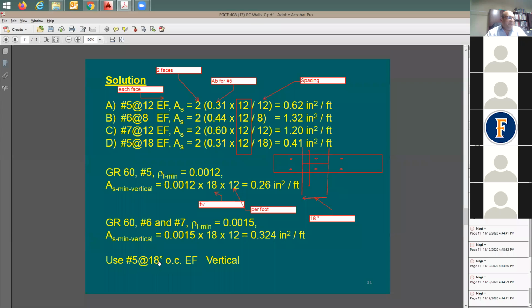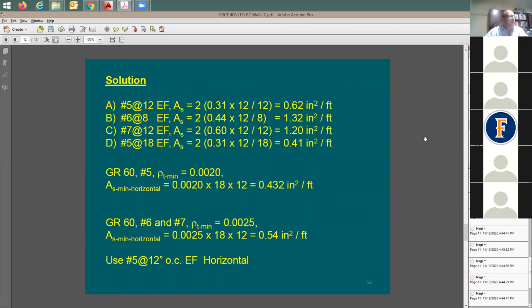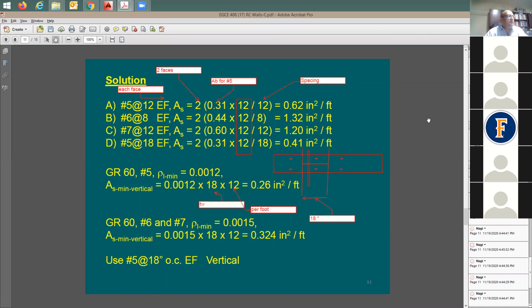So this is going to be my choice here. I'm going to be going here, as you see, with option D, because this is going to be the cheapest option. So this is where you can save in the amount of steel that you put in the concrete. This is okay.